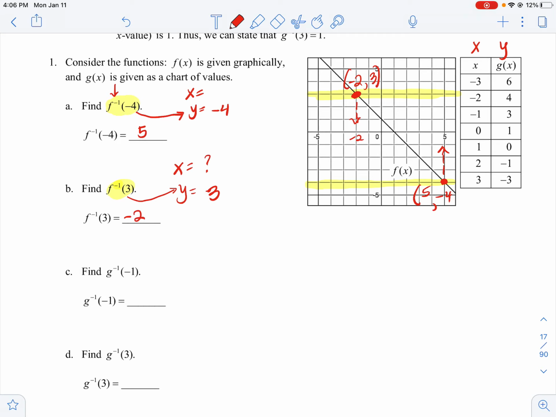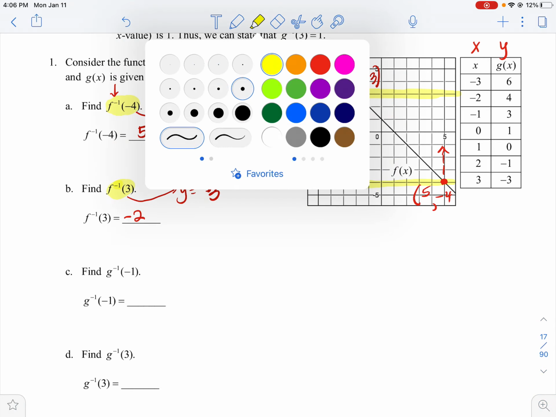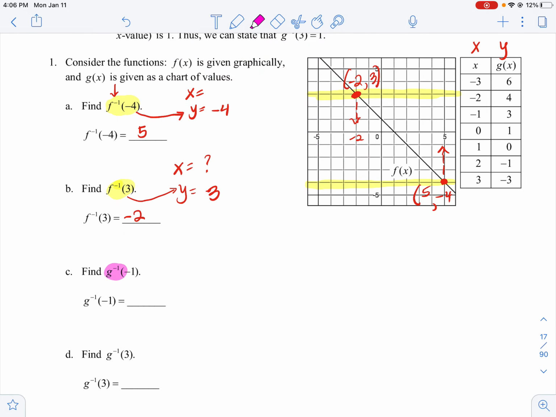Now let's move on to G, to the chart of values or the table. We have here g inverse of negative 1, meaning we're looking for the value of x, and we are given that the value of y is negative 1. So I'm going to highlight where y is negative 1. Remember now, we have two negative 1s. I have a negative 1 in here, and I have a negative 1 in here.